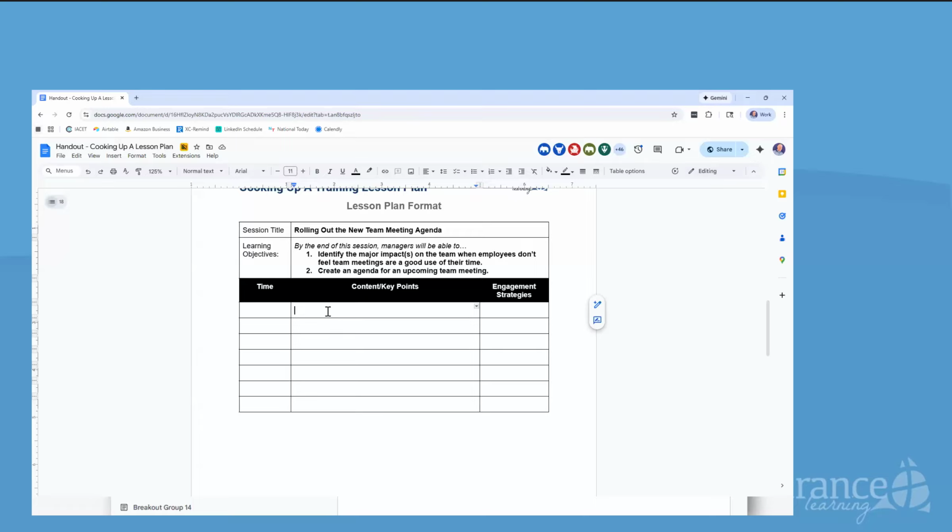Since I have you off of mute, do you have any thoughts? Do you want to jump in? Yeah, let's hear it. So I think it would be a good opportunity to have a parking lot where participants name a word to describe how they've felt in the past when a meeting didn't feel helpful.